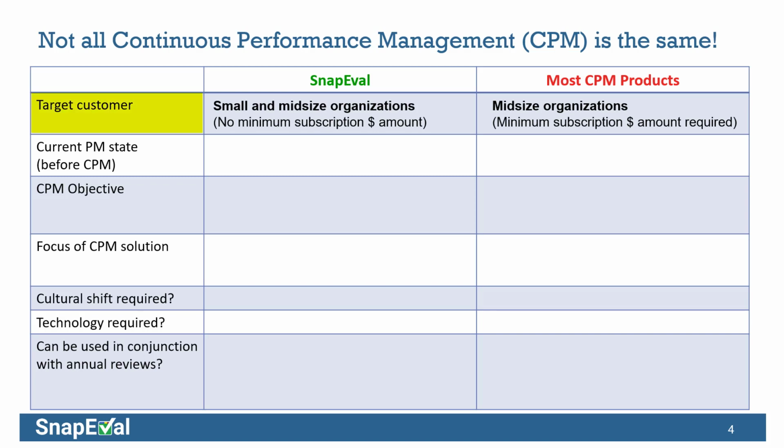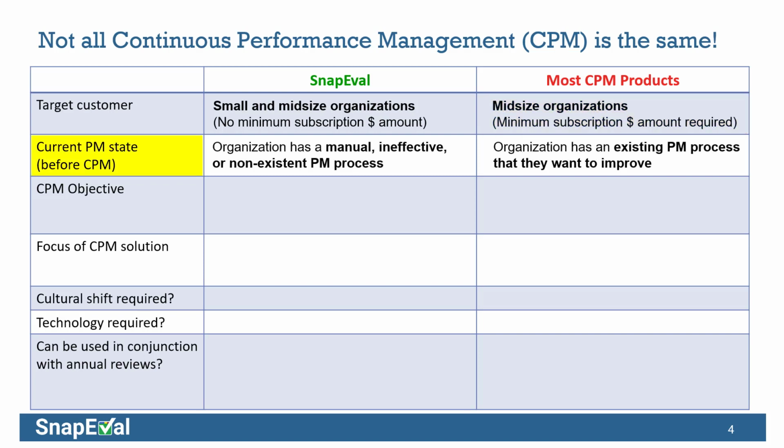First of all, there's the target customer. SnapEval is really geared towards small and mid-sized organizations, meaning that we're focused on anybody that has even less than 10 employees, all the way up to organizations that have more than 500 employees. Whereas most continuous performance management products are really focused on organizations that have at least 100 employees or more. And so they require things like minimum subscription amounts every year.